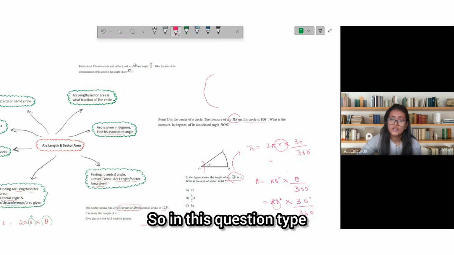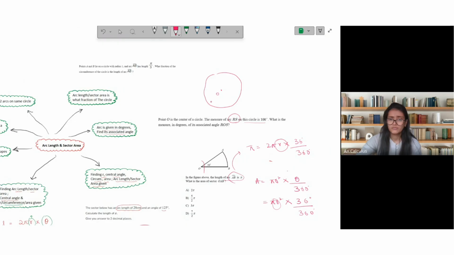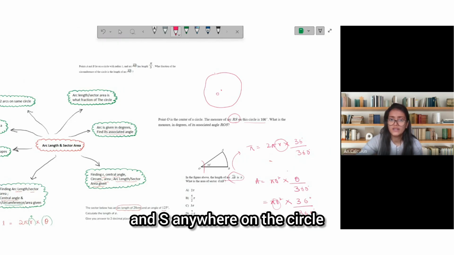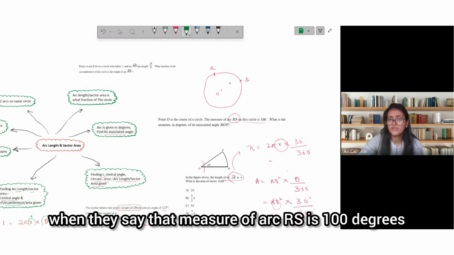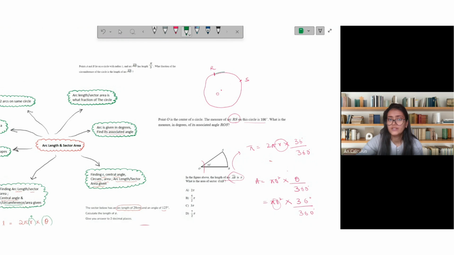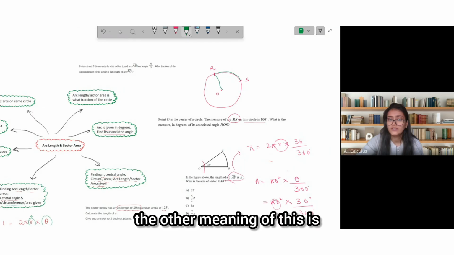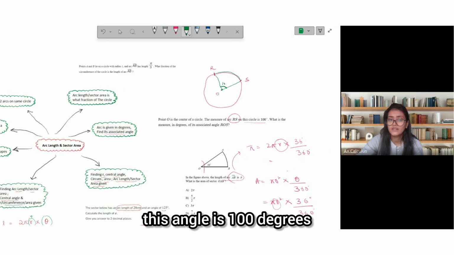In this question type, we have a circle and O is the center. Then we have an arc RS. You can take any two random points R and S anywhere on the circle. Let's say this is R and this is S. When they say that the measure of arc RS is 100 degrees, when they're measuring an arc in degrees, the other meaning of this is that this angle is 100 degrees.